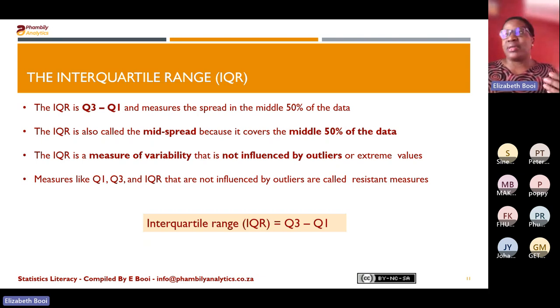It is also another measure of variability or dispersion, which is not influenced by the outliers, because the outliers will be on the outside. We are concentrating only on the box, or on the two quartiles, quartile 3 and quartile 1 data. So how do we calculate it? Like with the range, it is the difference between your smallest and your highest quartile.